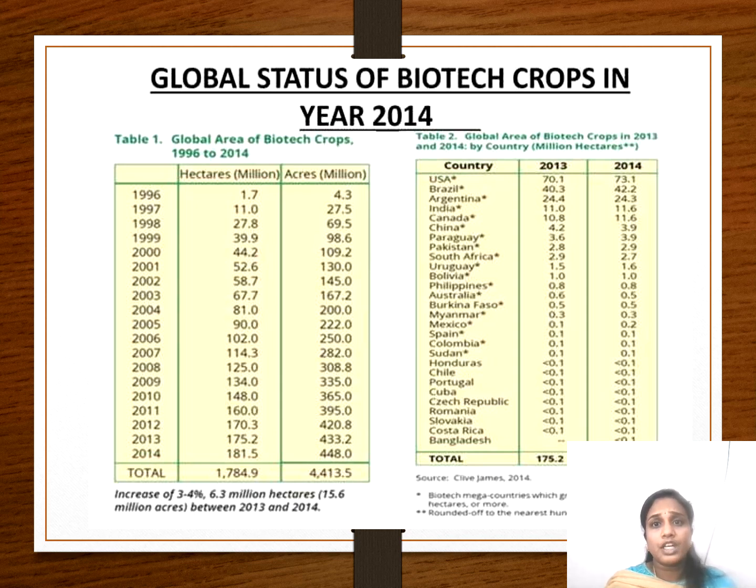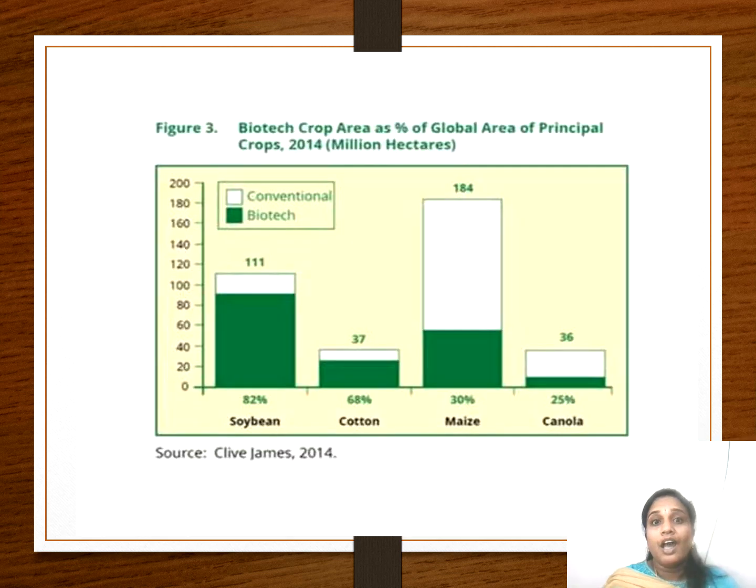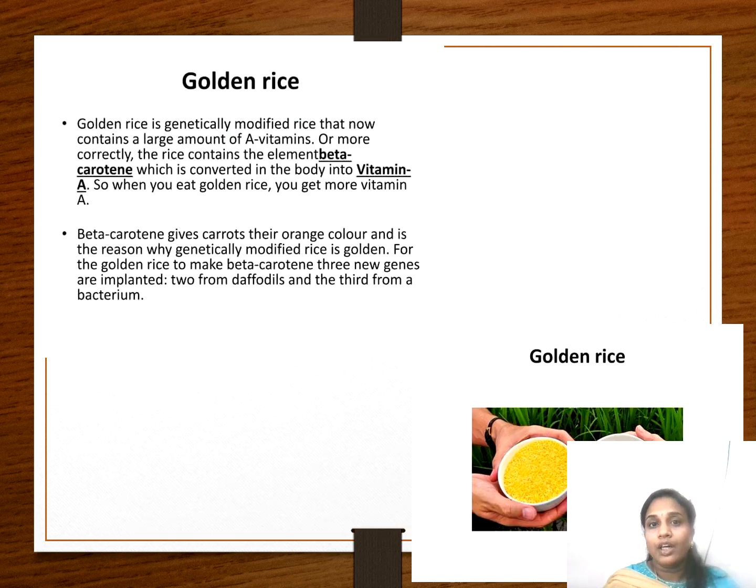So this is the global status of biotech crops in the year 2014, and this shows the biotech crop area as a percentage of global area of principal crops in the year 2014.